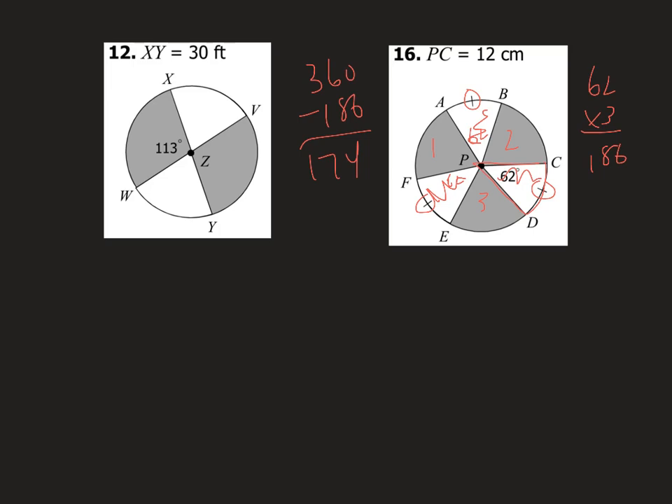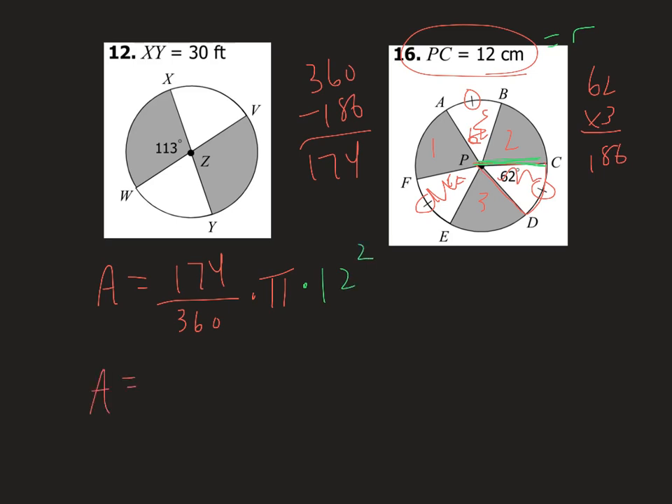Well, how about if I divide by 3? Or I can just sort of treat it as one sector. So let's tinker around with this both ways. If I treat it as one sector, then that's going to be area equals 174 over 360 times pi r squared. So PC is right here. I just want to see if that's our radius. It is. So this is equal to my radius, so times 12 squared.